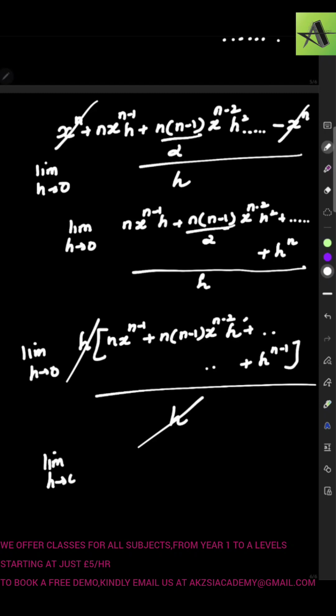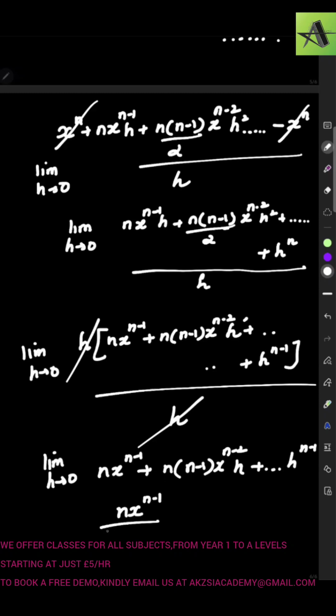I need to sub in the value of h as 0. That's the meaning of h tends to 0 limit. That means at the very end we have to substitute h as 0. And in this I can clearly see, except for the first term, every term contains h. That means no matter how many terms I write, they all will become 0 because they all have h in it. So after substituting, I'll get nx to the power of n minus 1.